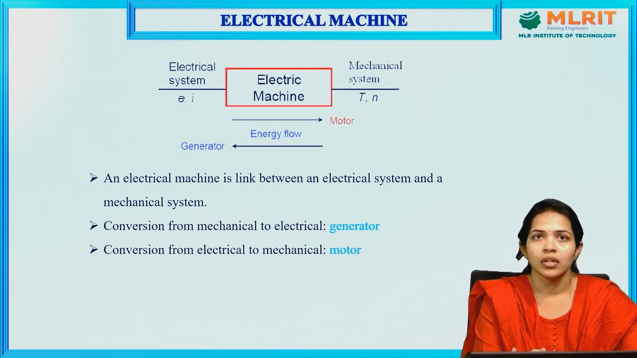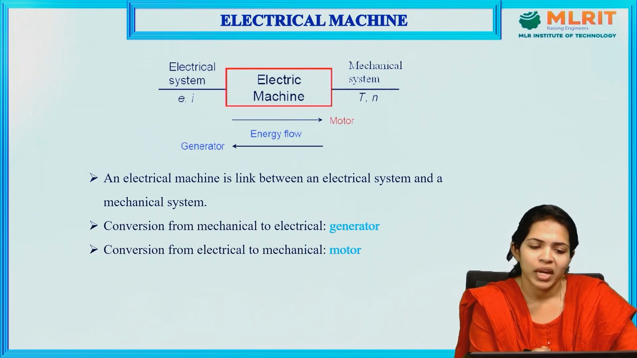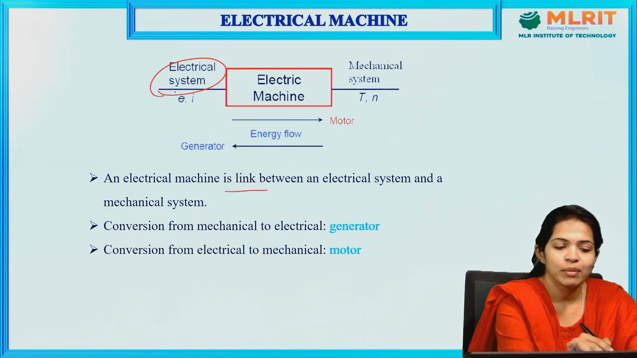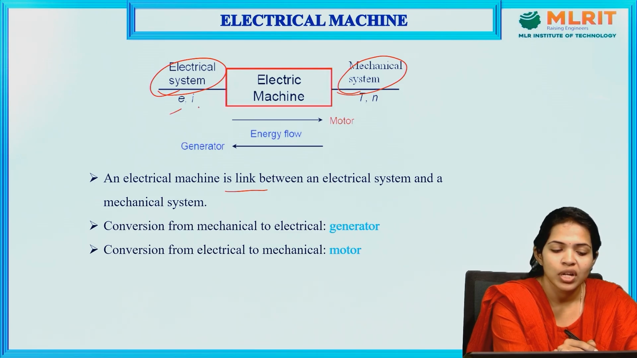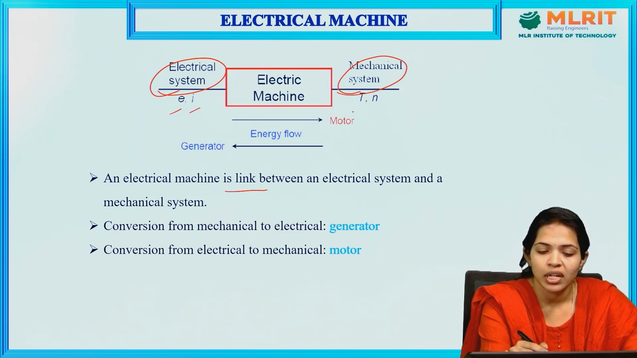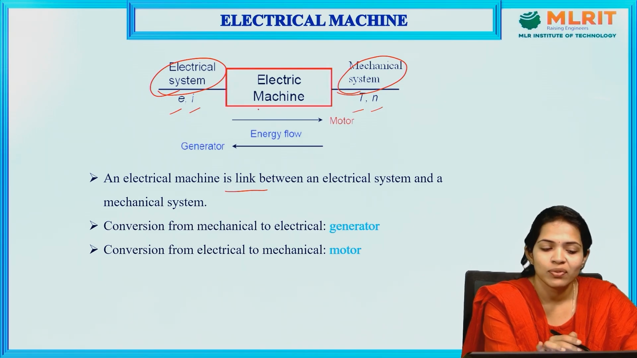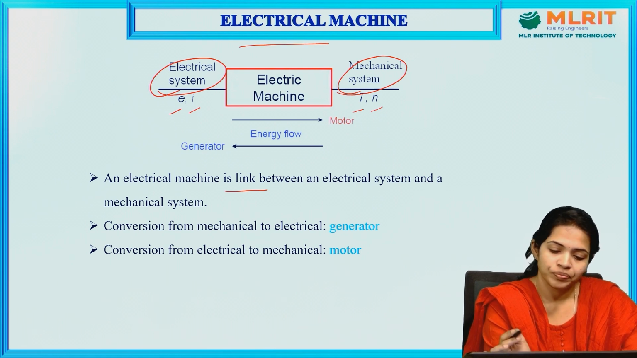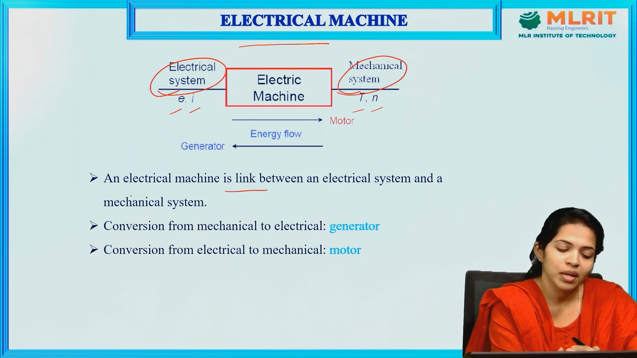Moving on to the first basic definition: what is an electrical machine? An electrical machine is nothing but a link between an electrical system and a mechanical system. For the electrical system, the inputs may be voltage and current. For the mechanical system, the inputs may be torque and speed. The link that forms between the electrical system and the mechanical system is your electrical machine. An electrical machine can be a DC machine or an AC machine. Now we are discussing DC machines.